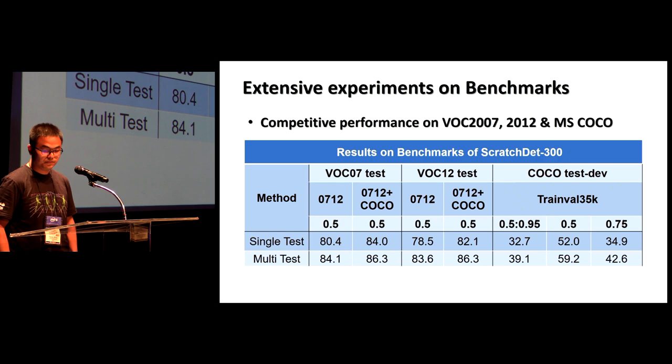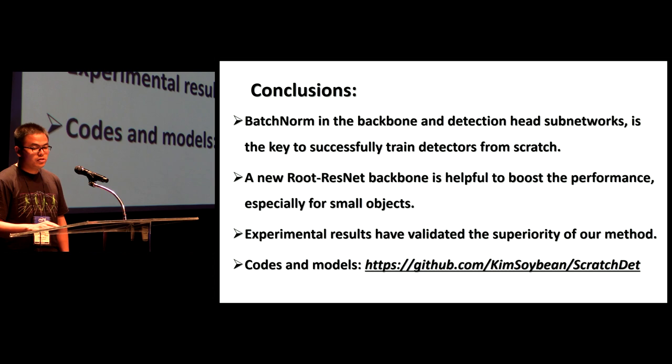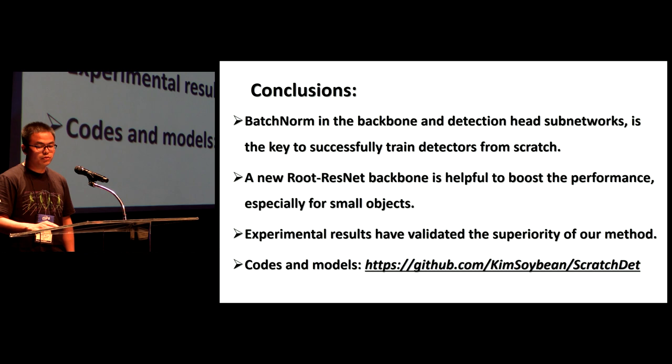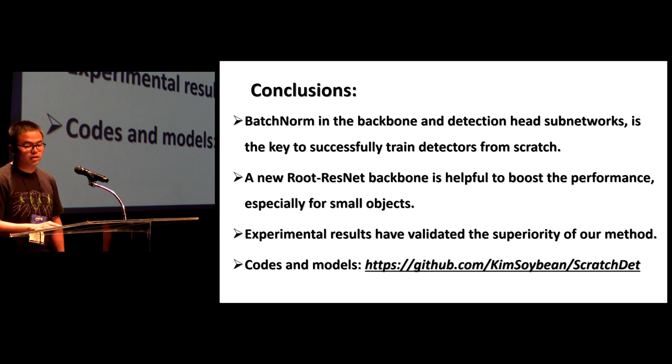Finally, we have the following conclusions. Batch norm in the backbone and the detection head subnetworks is the key to successfully training detectors from scratch. A new root ResNet backbone is helpful to boost the performance, especially for small objects. Experimental results have validated the superiority of our method, and the code and the models will be released on GitHub.